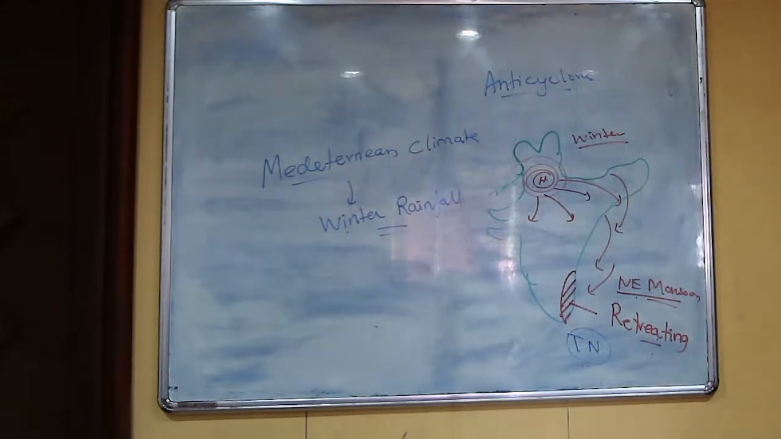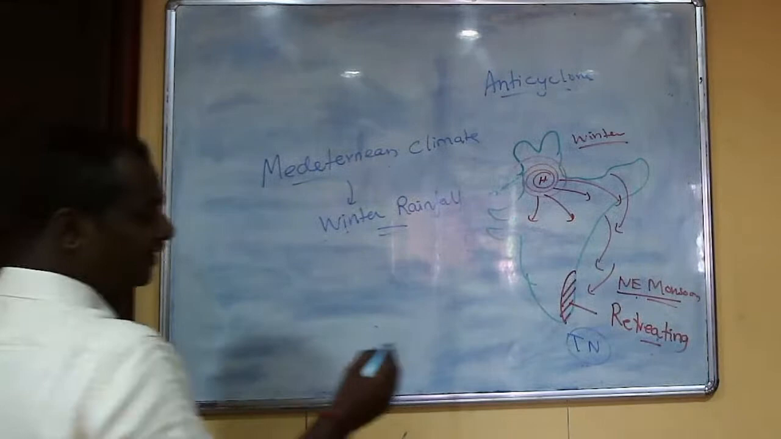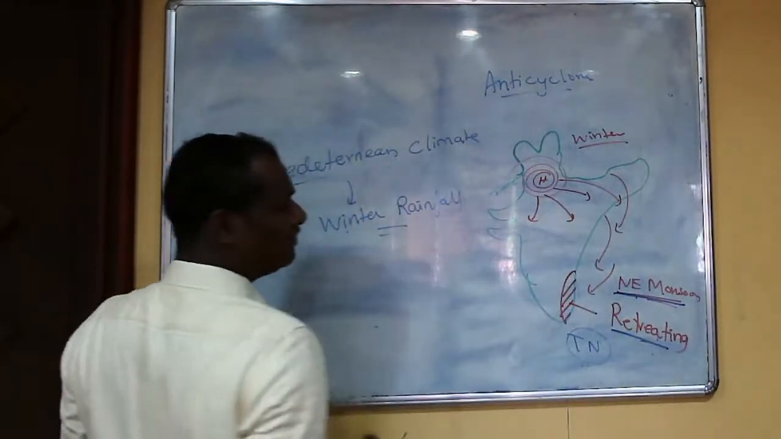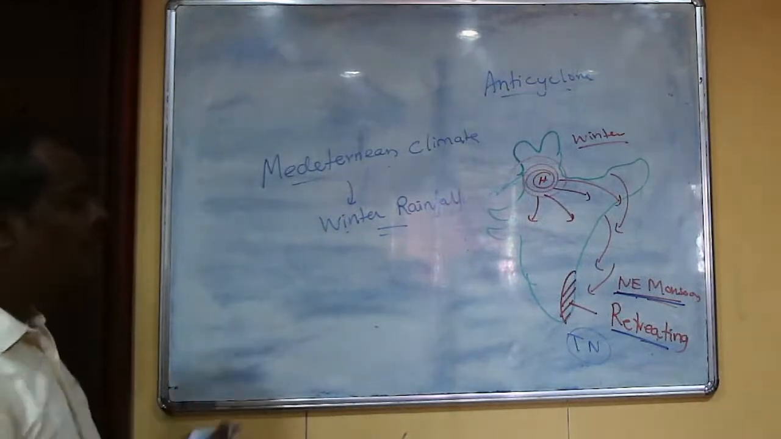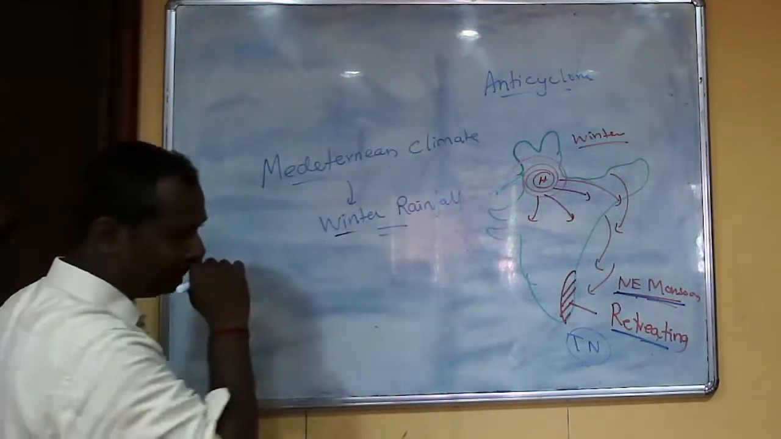So every bit of information is getting connected, and accordingly you also think. In the northeast monsoon, the retreating monsoon, only the Coromandel coast has rainfall, and that is very similar to the Mediterranean climate. It is a winter rainfall.